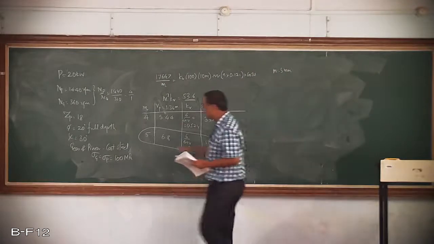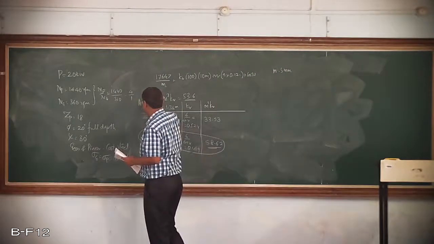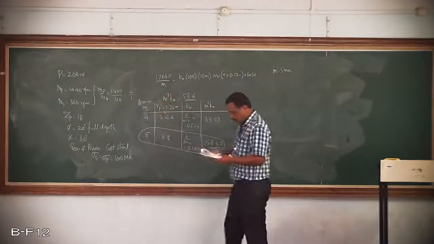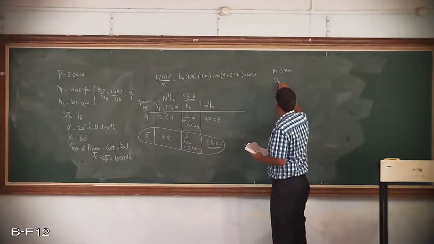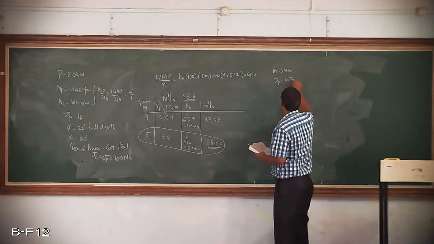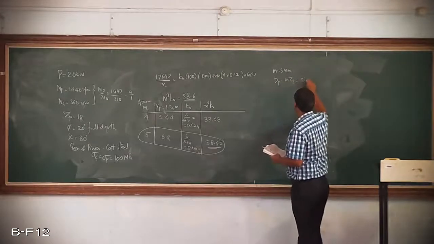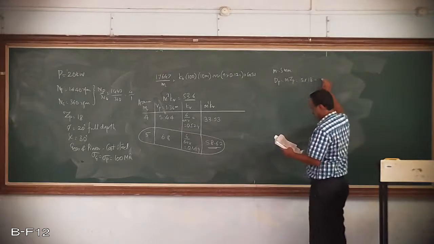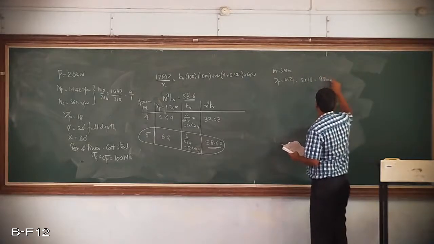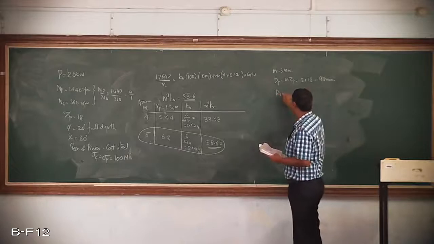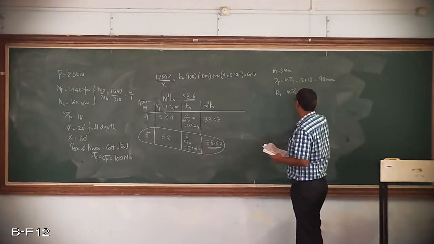Here we are assuming the module M. Once you know the value of module, the diameter is module times ZP, M into 18. That is 5 into 18, which is 90 millimeters, the diameter of the pinion. So the diameter of the gear is module into Z of the gear.